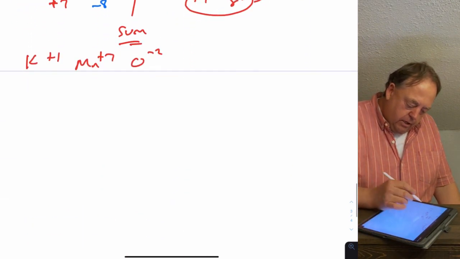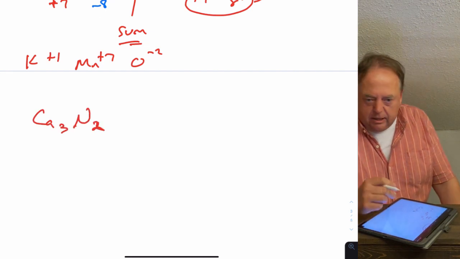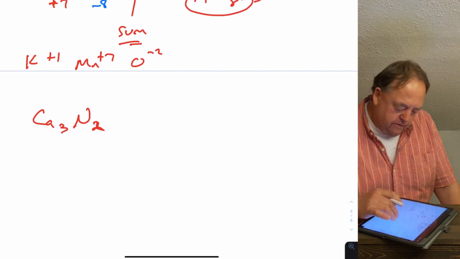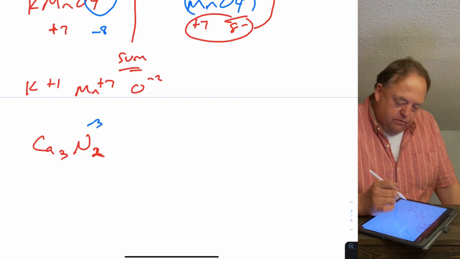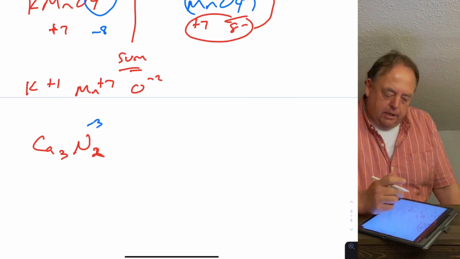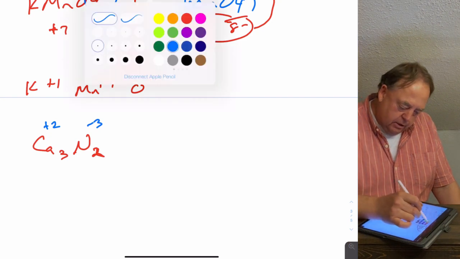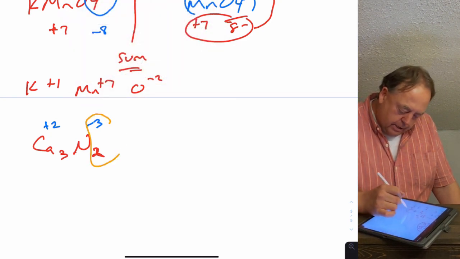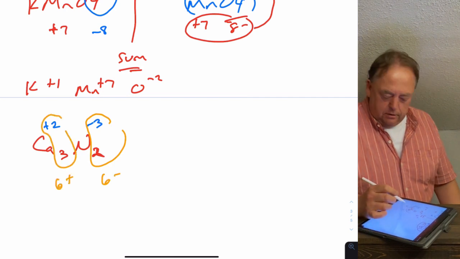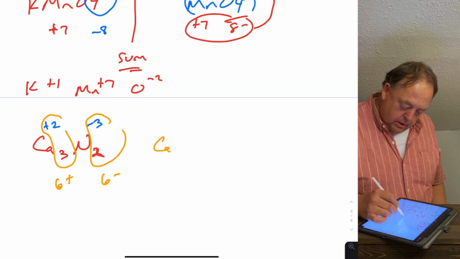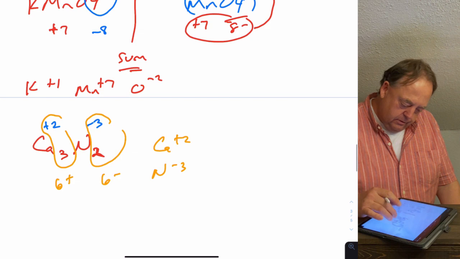Okay, so for Ca3N2, this is not a polyatomic ion, so this one's easier to figure out. You just have to know that nitrogen likes to be -3 charged, right? Because of where it's at in the periodic table. And then calcium likes to be +2. And the sum of those oxidation numbers is 0. So that would be 6 negatives, and that would be 6 positives. So each calcium is +2, and each nitrogen is -3 would be its oxidation numbers.